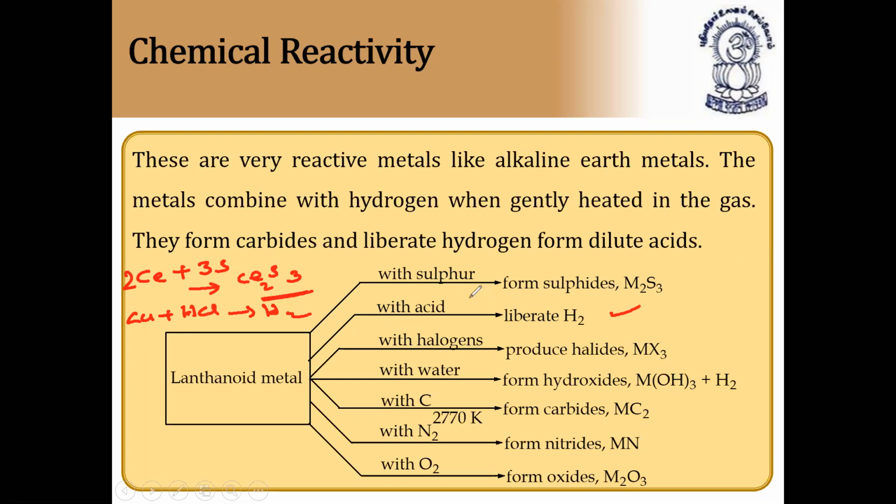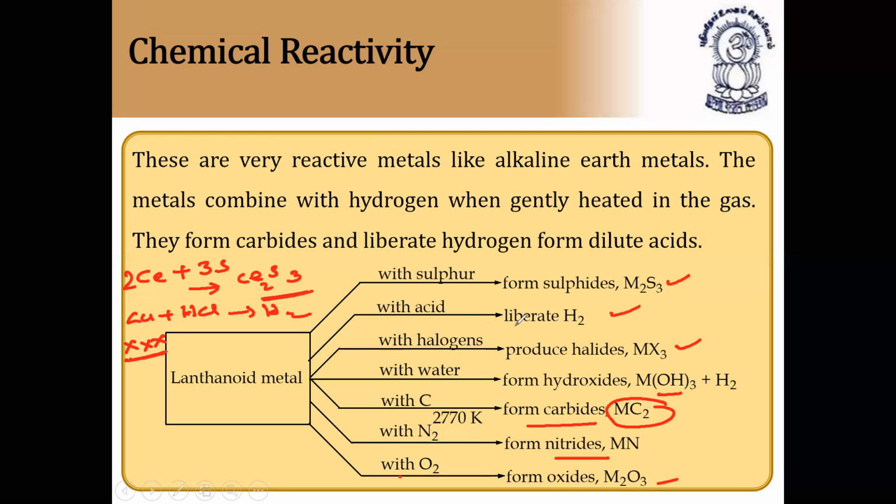So with acid, it liberates hydrogen gas. With sulfur, it forms lanthanide sulfides. With halogens, it forms lanthanide halides, that is LnCl3: LaCl3, LuCl3, SmCl3, for any lanthanide in the plus 3 state. With water, it forms hydroxides. With carbon, it forms carbides, MC2. With nitrogen, it forms nitrides, and with oxygen, it forms oxides. All these reactions are very important, so please take this flow chart immediately in your classwork and write it down. This is about the chemical reactivity of lanthanides.